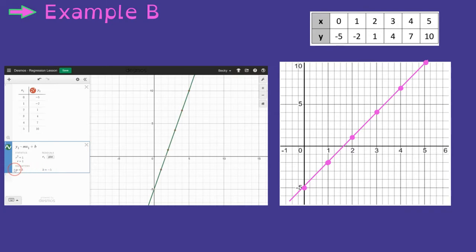These two values, your m is going to be your slope of 3 and your y-intercept of -5. So this is a strong correlation. It looks like a great line of best fit.